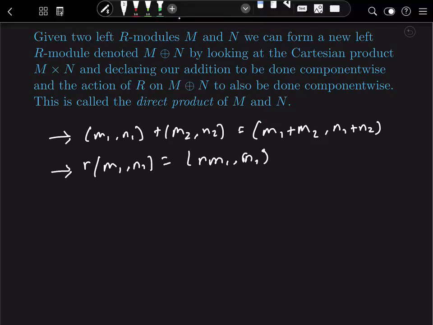Now, if M and N are right R modules, then the action is just flipped around the other way, and we get another right module. So that's nice.